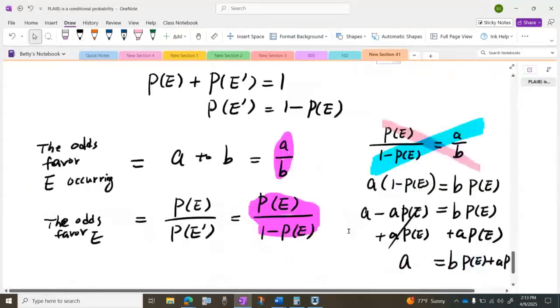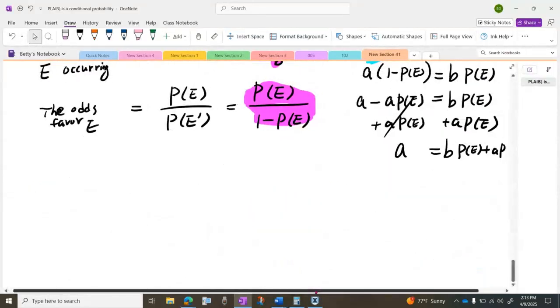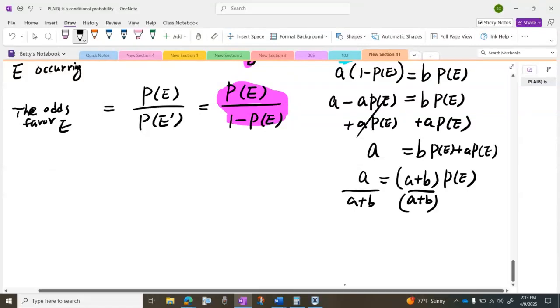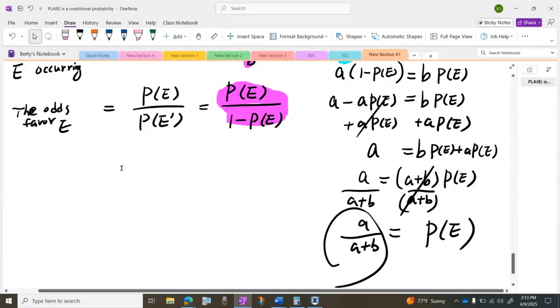Oops, I ran out of space. So A equals, we factor P of E out, and we have A plus B inside the parentheses. Then we divide each side by A plus B, sorry. Cancel A plus B. We have A over A plus B on the left side, and P of E on the right side. And this is the answer.